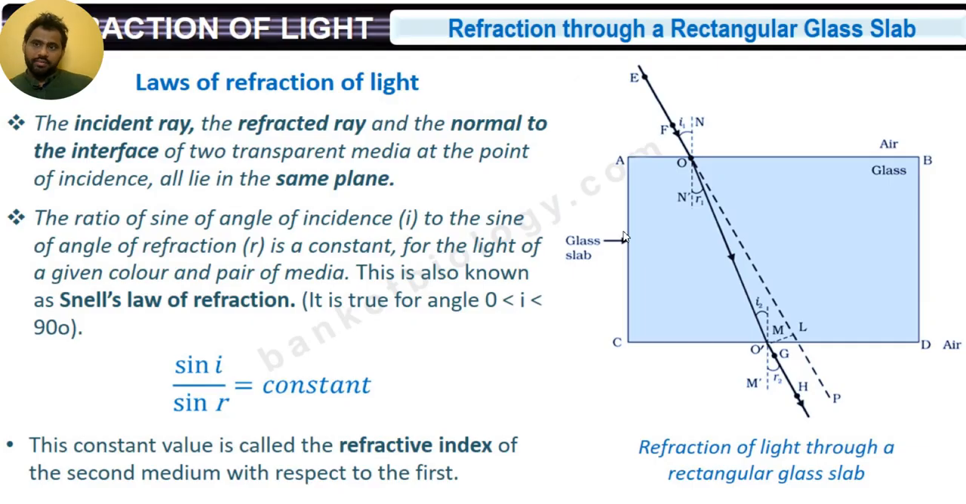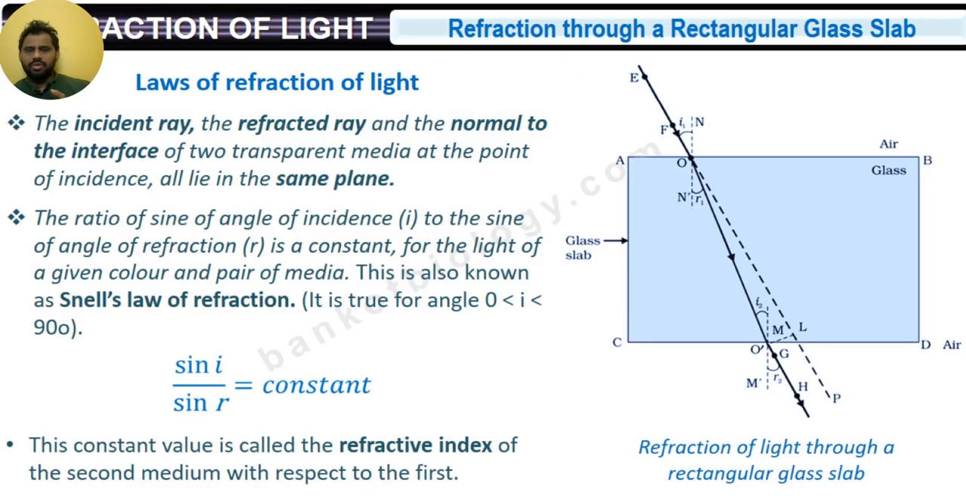Now, we have laws of reflection of light. In the same way, for refraction also, a few laws are there. They are equally important from the exam point of view. It can be asked. So what is the first law? The first law is: the incident ray, the refracted ray, and the normal to the interface of two transparent media at the point of incidence all lie in the same plane.